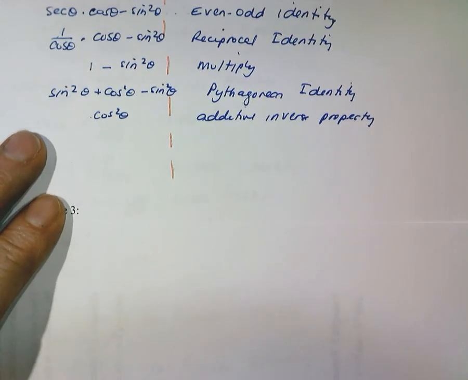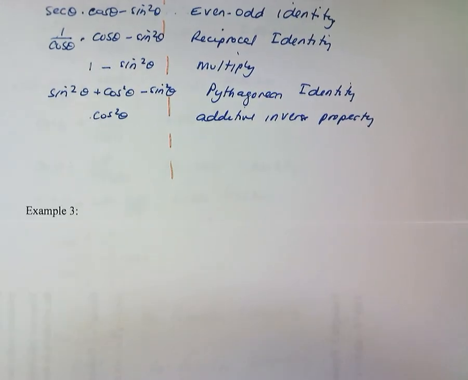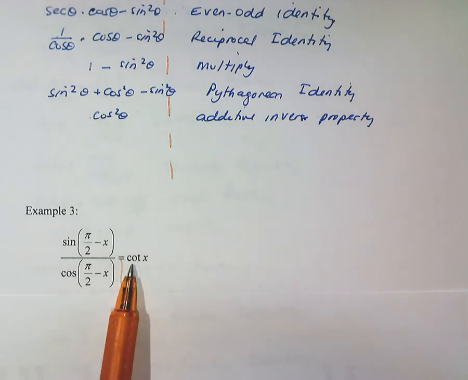My next example is going to be using what are called the co-function identities. Once again, they're not very common. This year we won't focus on them as much. But I want to end up with a cotangent.